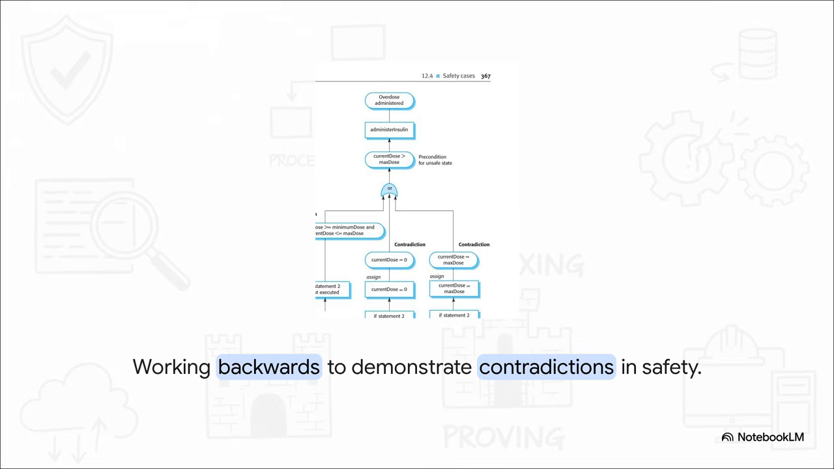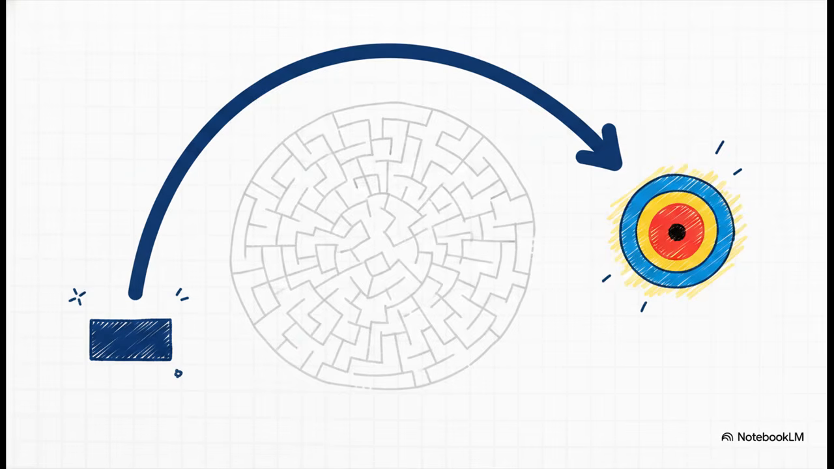What if we take current dose equals max dose? Does max dose equal a number greater than max dose? No, another contradiction, because all possible code paths lead to a mathematical contradiction. Reaching the unsafe state is literally impossible. The program is safe. Okay, take a cognitive breather for a second.